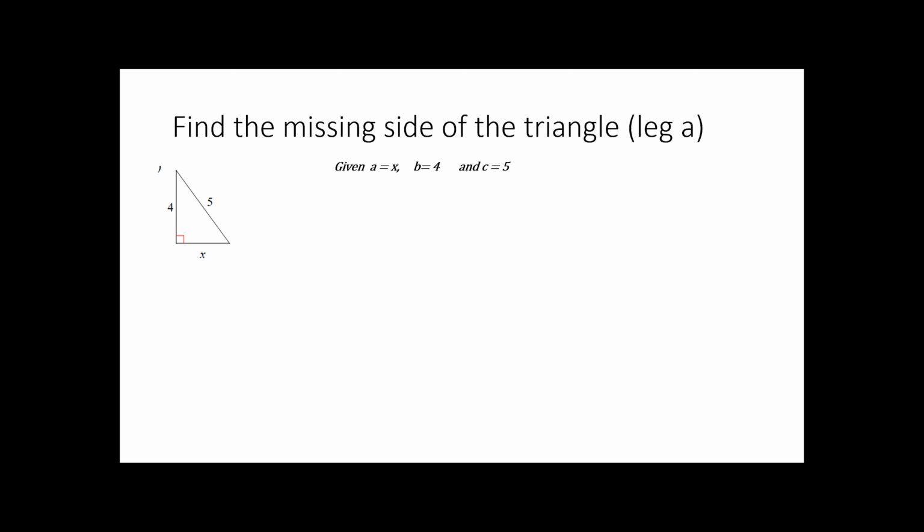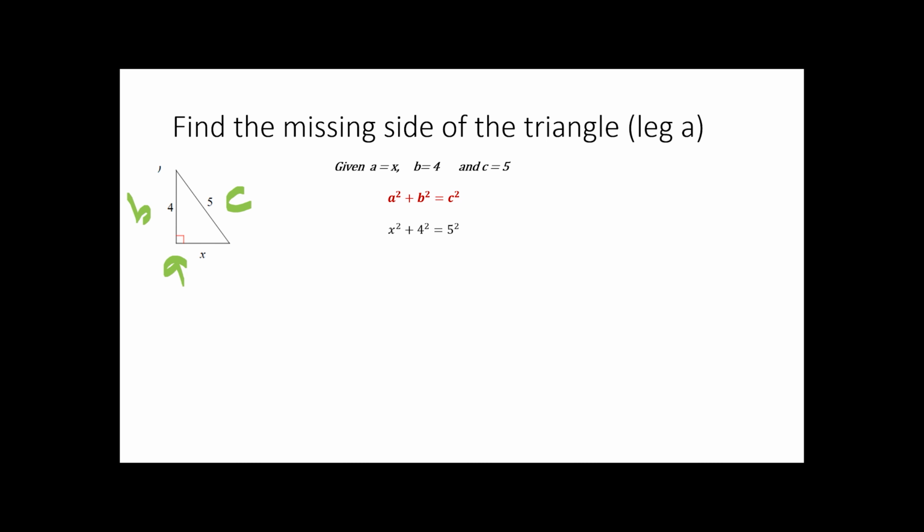Find the missing side of the triangle, leg A. So we see leg A is x, and then we have b, and then we have the hypotenuse c. Given a equals x, b equals 4, and c equals 5, we use the formula a squared plus b squared equals c squared. We plug in the corresponding values. So we have x squared plus 4 squared equals 5 squared.